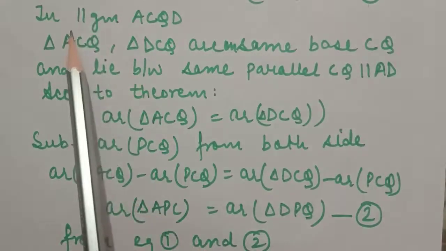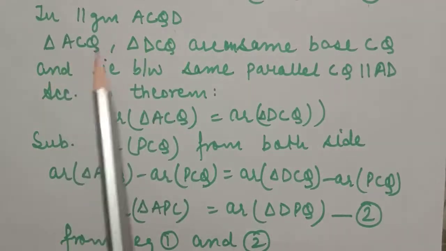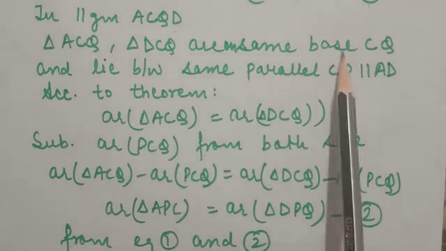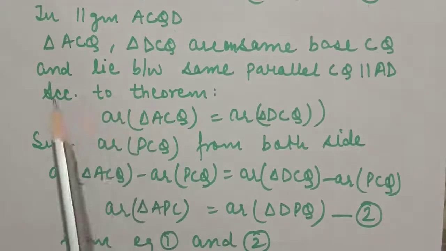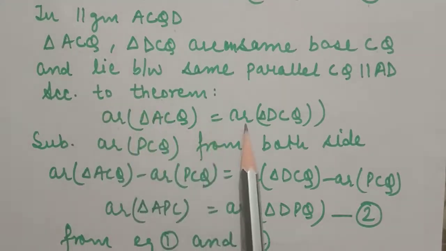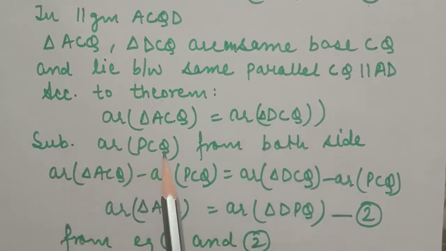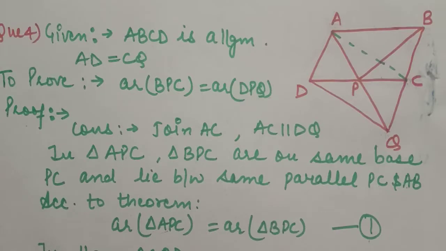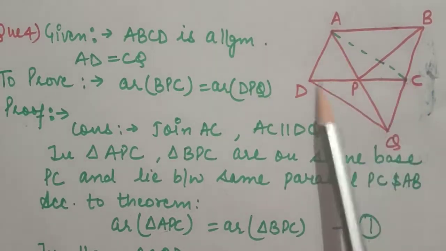So students, in parallelogram ACQD, triangle ACQ and triangle DCQ are on the same base CQ and lie between the same parallels CQ and AD. According to the theorem, area of triangle ACQ is equal to area of triangle DCQ. Subtract area of PCQ from both sides, because we do not want these two triangles. I will explain with the help of your diagram. Now these two triangles are equal to each other in area.